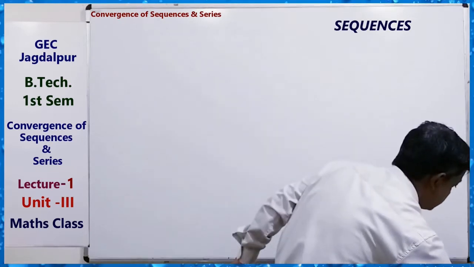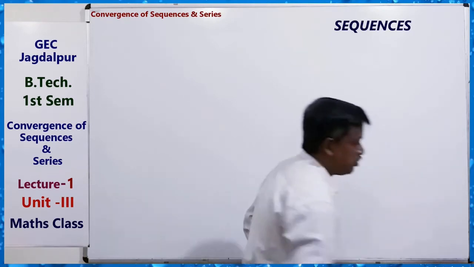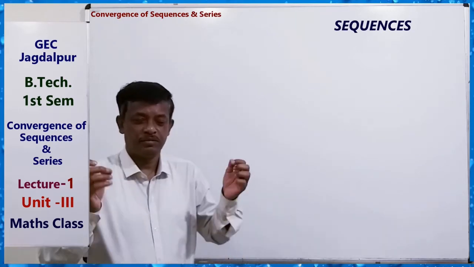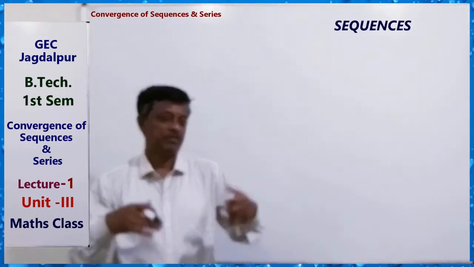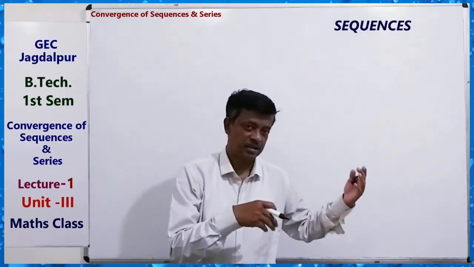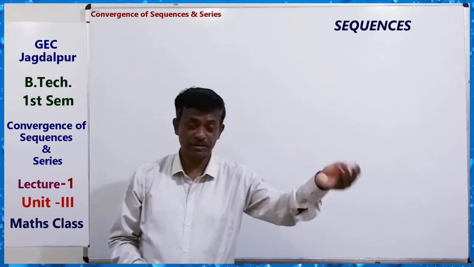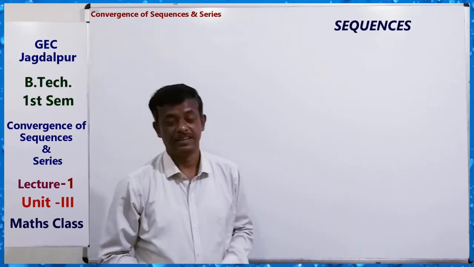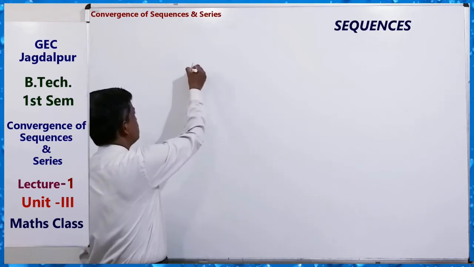Now we will try to find the technique by adopting which we can identify whether a sequence is convergent or divergent. Here two or three things are important, just like a bounded sequence.